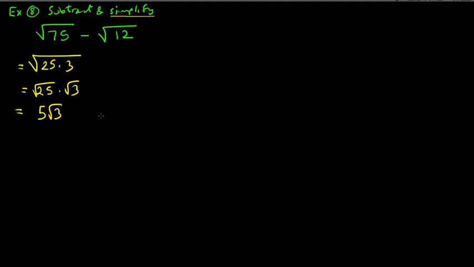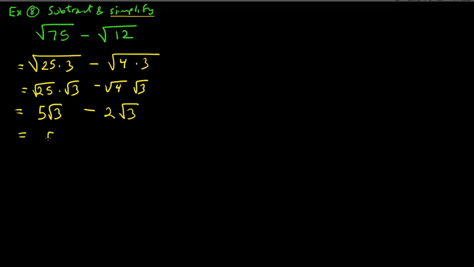Now just do the same thing with the square root of 12. What is 12? You can think of it as 6 times 2, but these aren't perfect squares. They are not going to help. Instead, how about 4 times 3? Because we know the square root of 4 is just 2. So the square root of 4 is 2, times the square root of 3. See how that works?